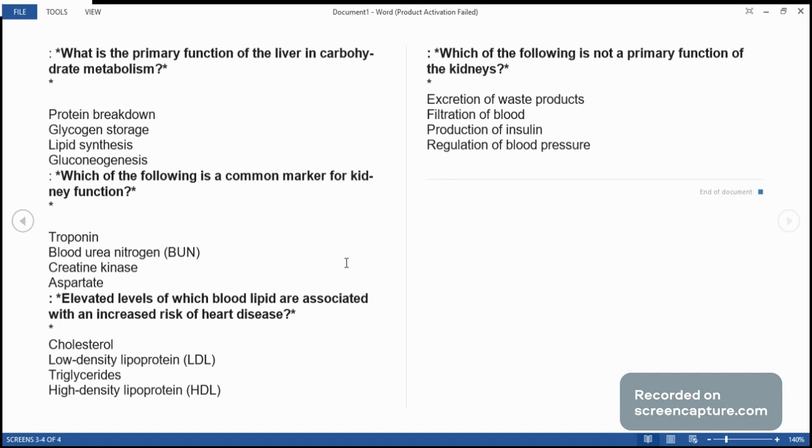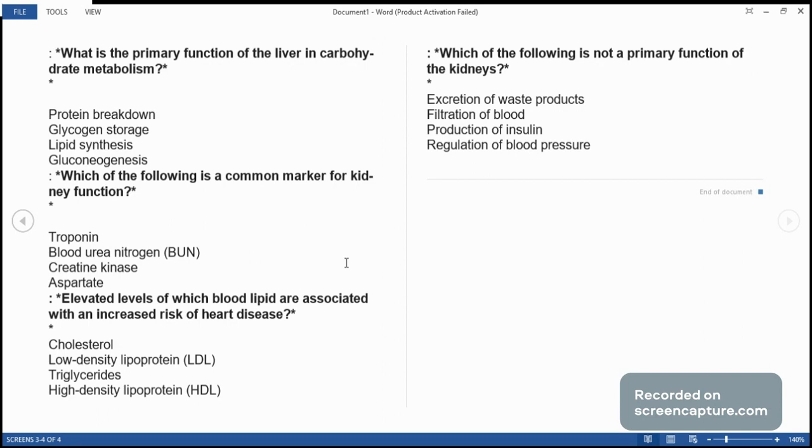The last question: which of the following is not a primary function of the kidneys? Excretion of waste products, filtration of blood, production of insulin, regulation of blood pressure. Which is not a function of the kidneys? The correct answer is production of insulin. I don't know even why I was thinking. The kidneys are vital organs with multiple essential physiological roles, but insulin production is not one of them. Let's analyze the functions listed.